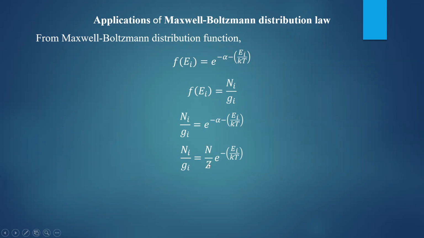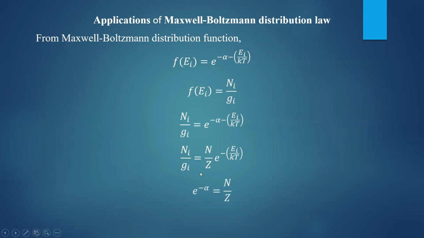the partition function. If you go to higher studies in statistical mechanics, you will come to know why e to the power alpha is taken to be N by Z, and I am not going to discuss that at this undergraduate level. That is not necessary for you. If you are interested, you can refer to any advanced statistical mechanics book. So now I will take this e to the power minus alpha as N by Z, and e to the power minus Ei by kT is taken as it is.